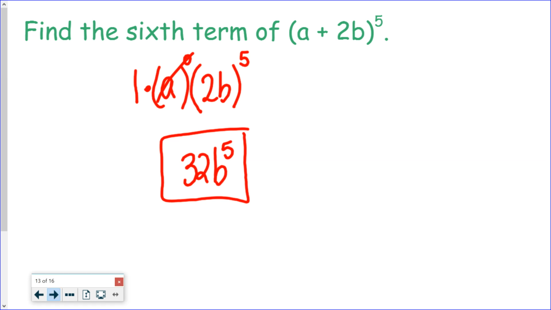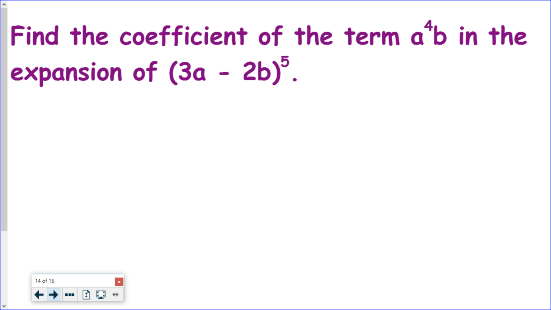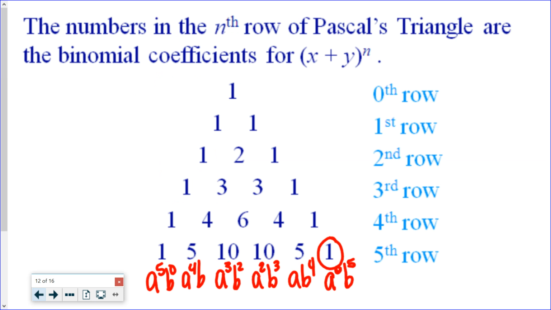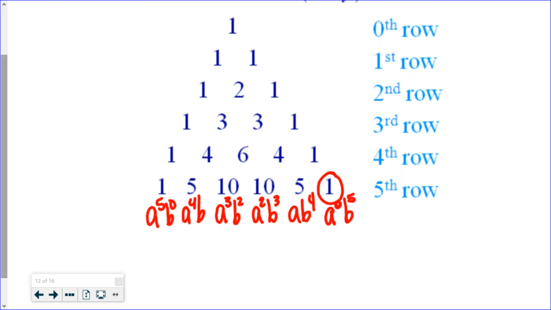Let's look at another example. This time they're not telling me which term it is. They're saying the a to the 4th b term in the expansion of 3a minus 2b to the 5th. In order to figure this out, let's go Pascal's triangle. I just ended up writing them all down because it is also a fifth degree polynomial. We're going to go to the fifth row, and they want us to find the a to the 4th b term. That's this guy here.